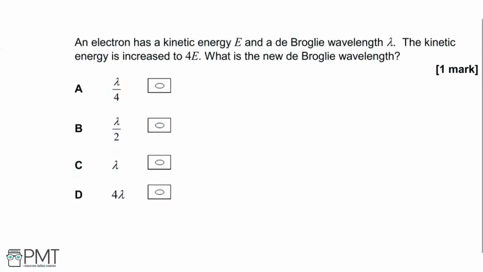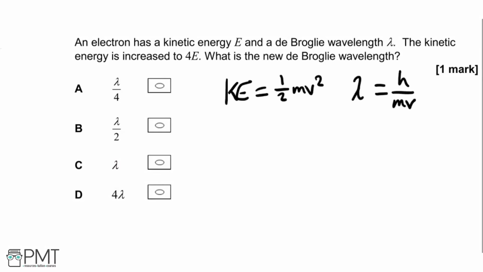For this multiple choice question, we're interested in two equations, one for kinetic energy and the other for de Broglie wavelength. So let's write those down first of all. Now, what I'd recommend for this is if we first of all find out what effects kinetic energy has on the speed of the electron, and then therefore use that change in speed of the electron to find out what the change in de Broglie wavelength is, because you can see that the speed is what these two equations have in common as a variable.